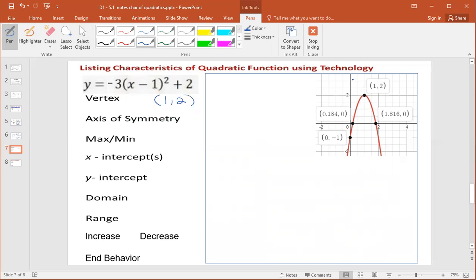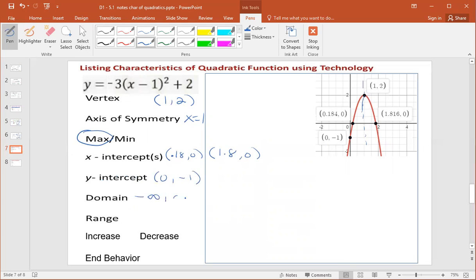Our axis of symmetry, so that is right here. Remember, it is just the x value, so that is at x = 1. This one is a maximum because it is upside down. It has identified our x-intercepts here, so those are actually our points. So you could say (0.18, 0), and you could say (1.8, 0). The y-intercept down here on the y-axis happens to be at (0, -1).